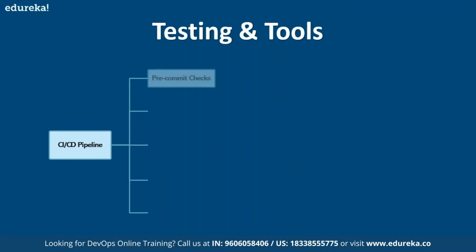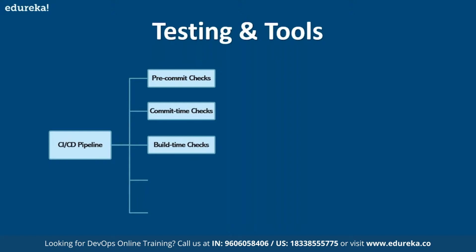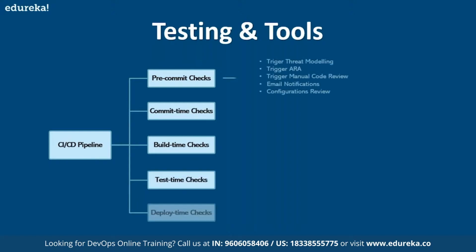For the CI/CD pipeline, the testing is pre-commit checks, commit time checks, build time checks, test time checks, and deploy time checks. During all these checks, there are certain things which we need to look into. What are those? So, for example, for the pre-commit checks, we need to look at the trigger threat modeling, the trigger ARA, the trigger manual code review, email notifications, and configuration review. So all these things will be taken care of when you are doing DevSecOps.